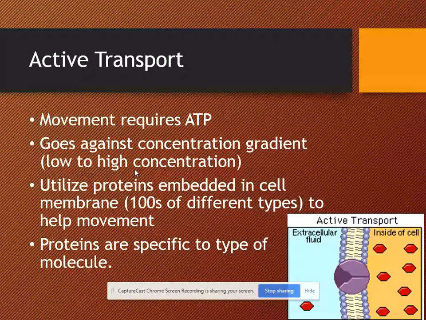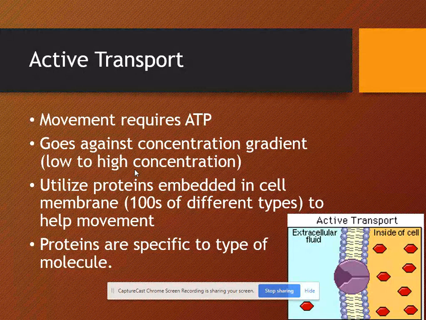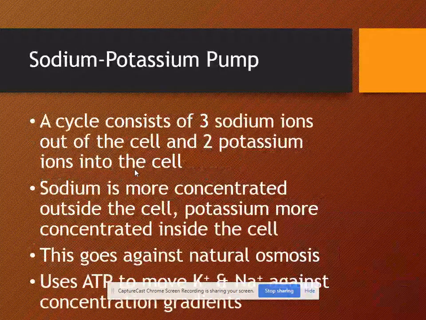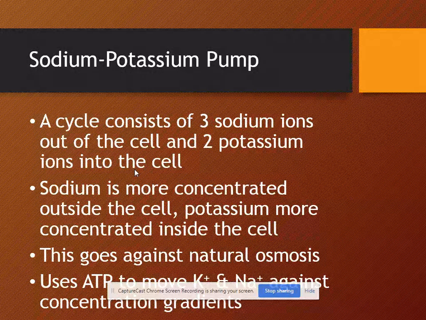Now this will use proteins that are embedded in the cell membrane. And there are hundreds of different types of proteins that assist in this motion, and these proteins are specific to a certain molecule. All right, one that we're going to look at in specific, and we'll do a little activity in class to help you out, is the sodium-potassium pump.